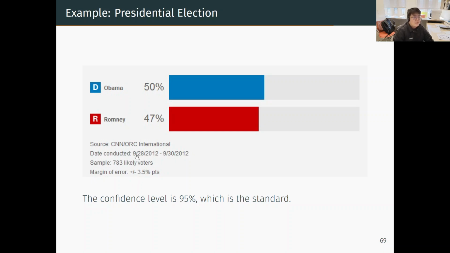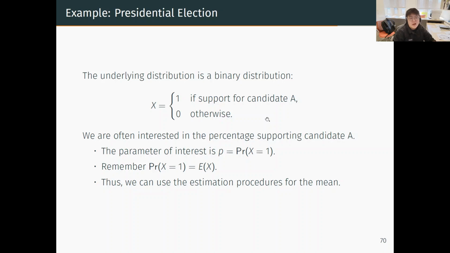Okay, so let's think about the underlying distribution. The underlying experiment is randomly choosing a voter. I randomly find a voter and ask about her willingness to vote for a certain candidate, like, would you like to vote for Obama, yes or no? In the questionnaire, there must be answers. So I will simplify the problem to a binary case. It is a yes or no question.